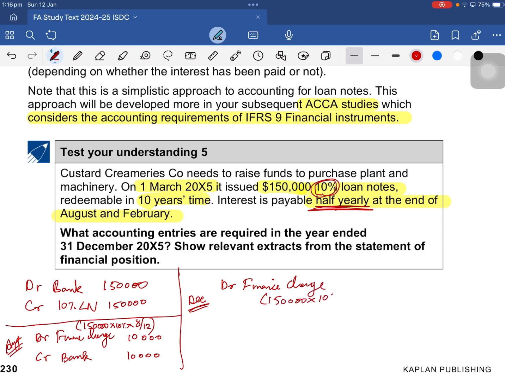150,000 into 10% into after August. That is September, October, November, December into 4 by 12. Understood? Until only December you are going to pay. Oh, sorry. This one, you don't start from January actually.